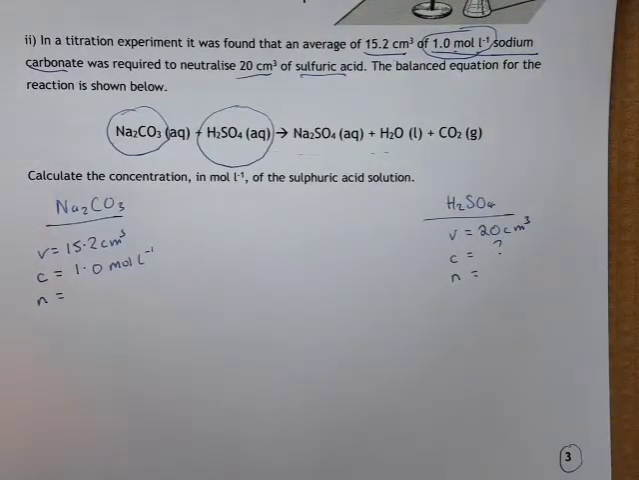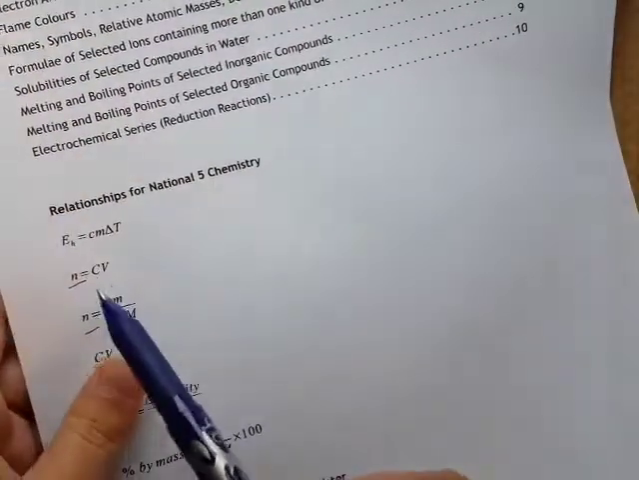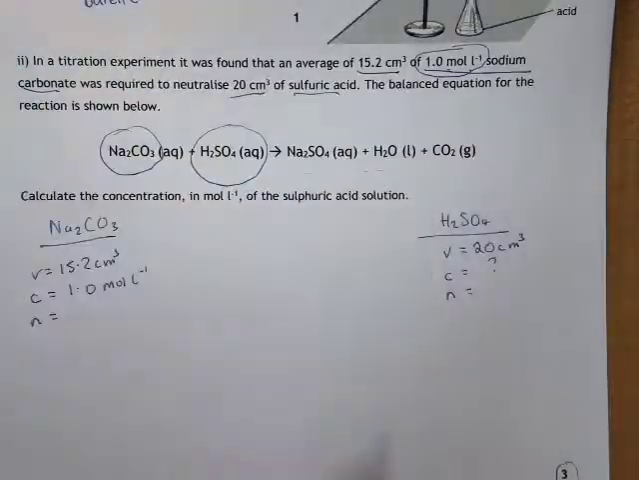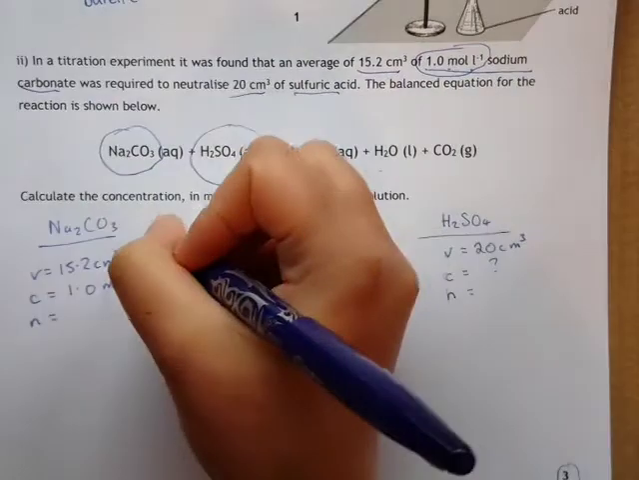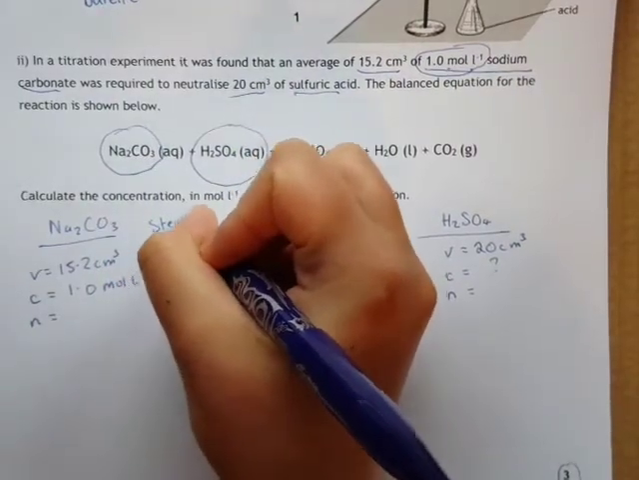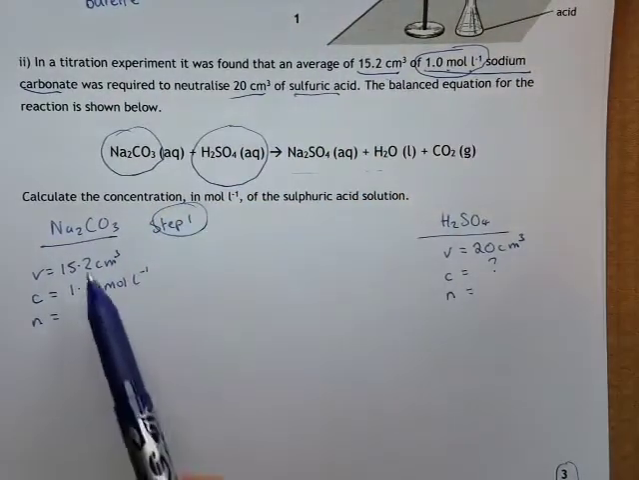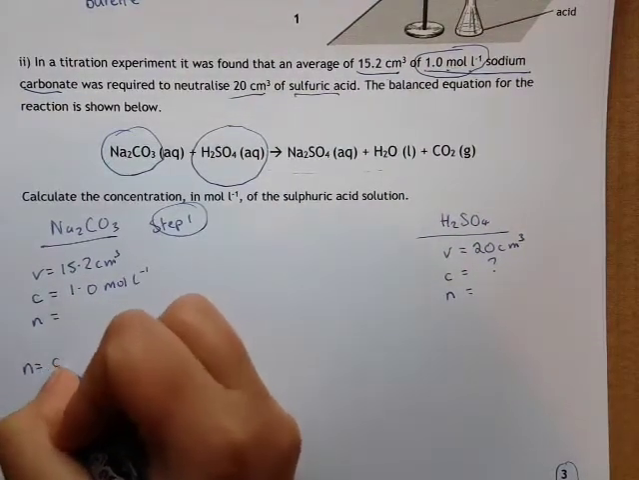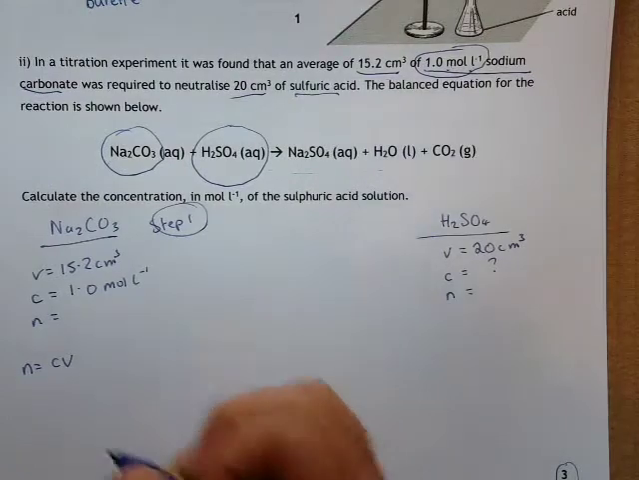I've said already in my previous video that if you've got a balanced equation, you're going to need to go via moles. Okay, so you're going to need to look at your equations for moles and you need to figure out which one to use. So we've got concentrations and volumes, so we're going to use n equals CV. Okay, so we're going to start. Step 1 is going to be to calculate the moles of the thing we have most information for. Now at the moment we've got most information for the sodium carbonate. We're going to use n equals CV, that's just straight out of the data book.